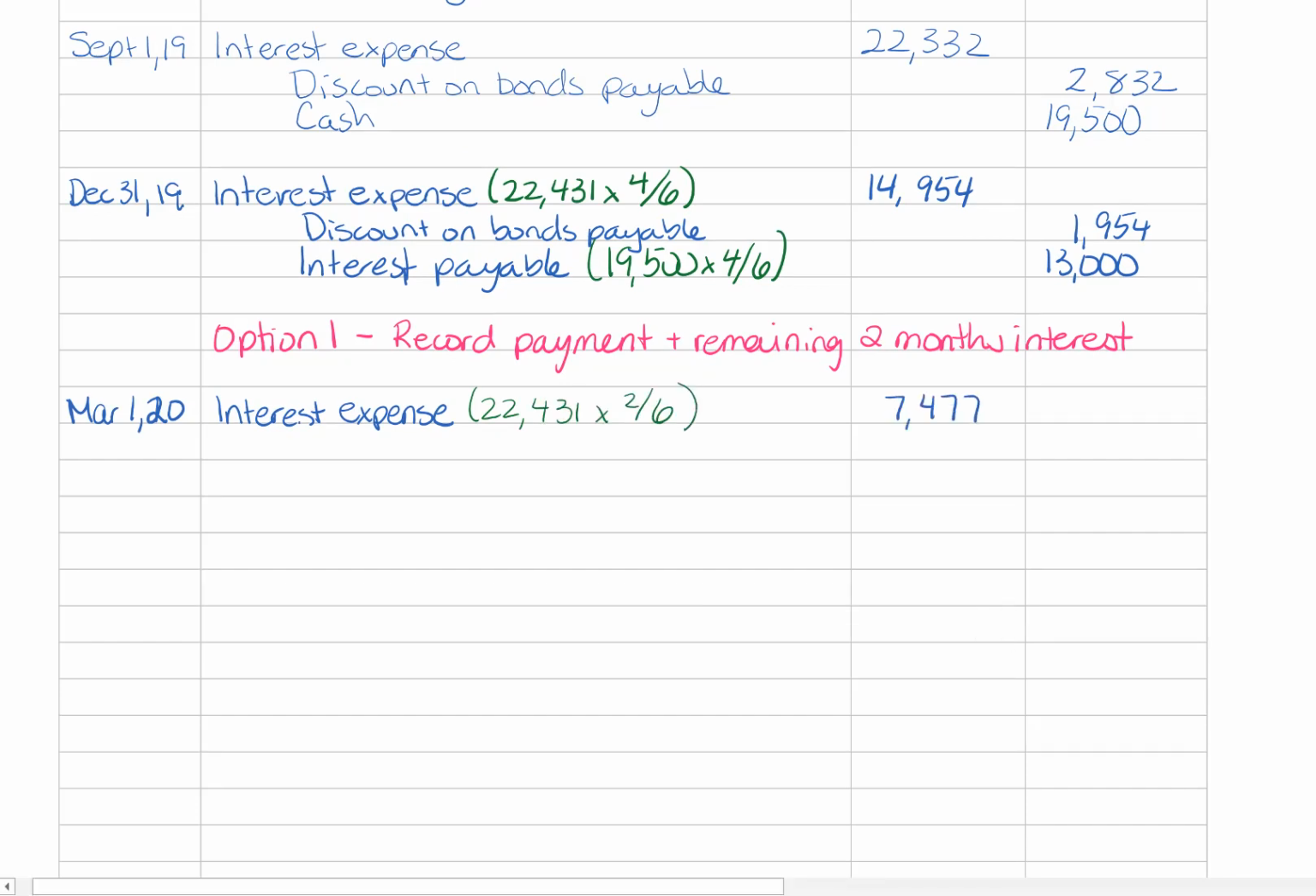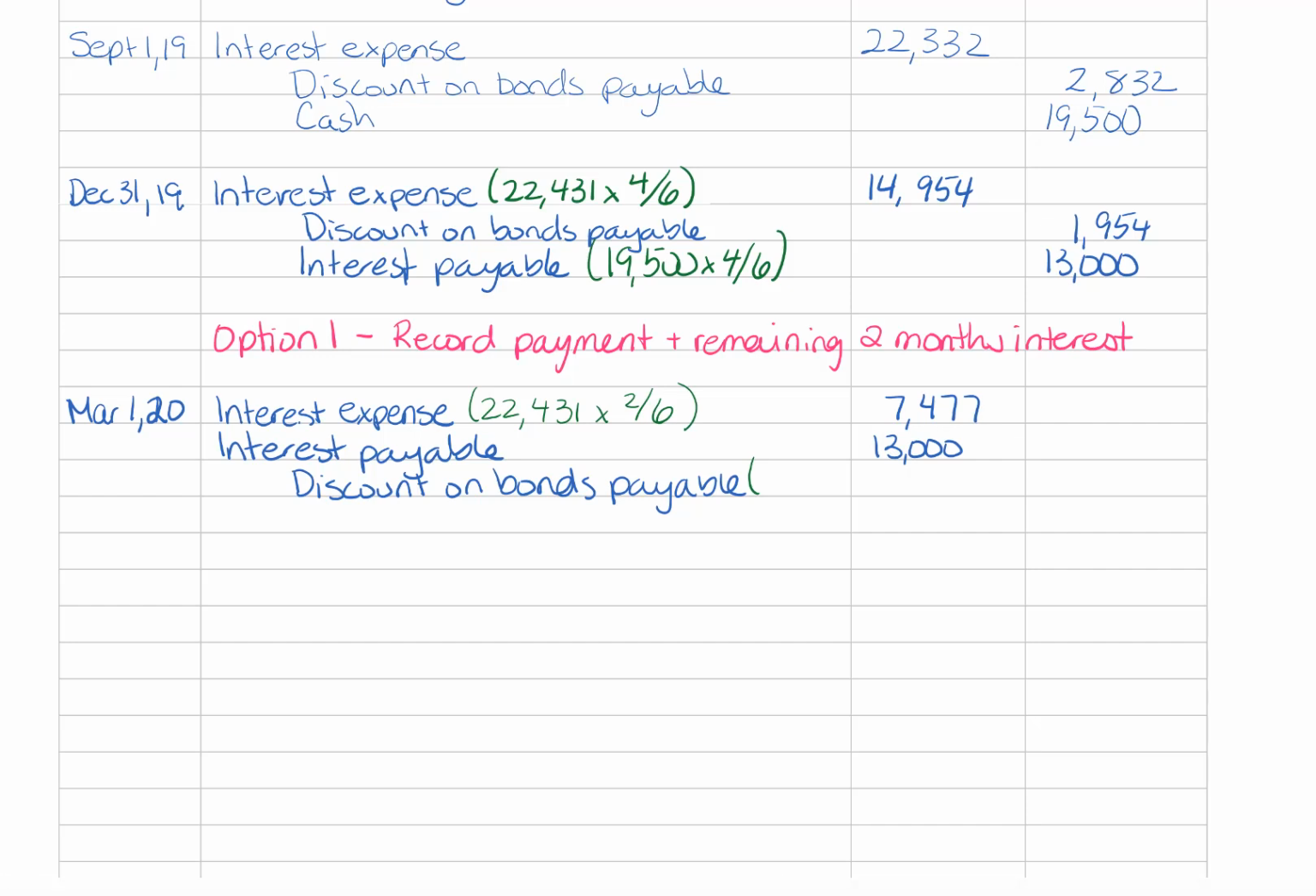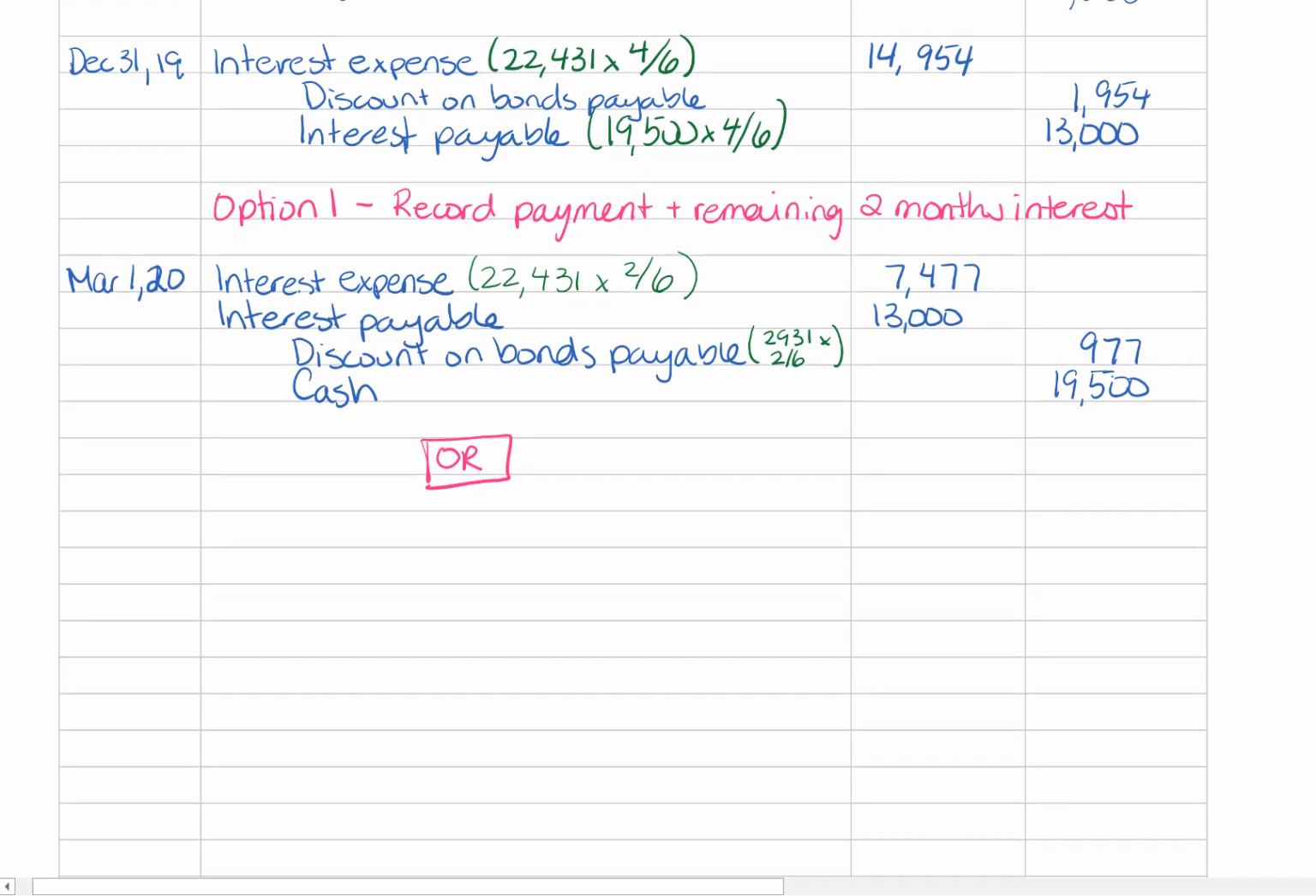And so we get $7,477. I also need to clear out my interest payable account because after I pay this out, I don't owe the bondholders that money anymore. So I'm going to debit $13,000 and I just copied that amount from my December 31st journal entry. My discount on bonds payable account is going to be credited, and we can calculate this by taking the $2,931 from our table and multiplying it by 2 divided by 6. Again, 2 months over 6 months. And the cash amount that we have to pay from our table is the $19,500. And so that will be a credit to cash. Okay, so that is option 1.